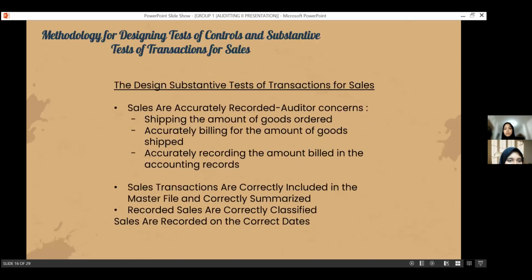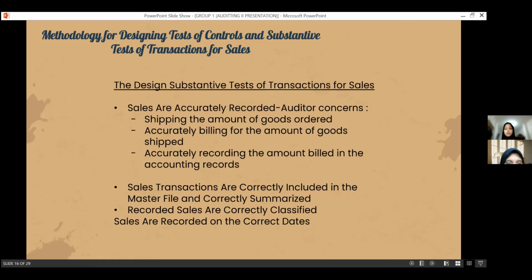Next slide. Sales are accurately recorded, with three auditor concerns. First, shipping the amount of goods ordered. Second, accurately billing for the amount of goods shipped. And the third, accurately recording the amount billed in the accounting record.